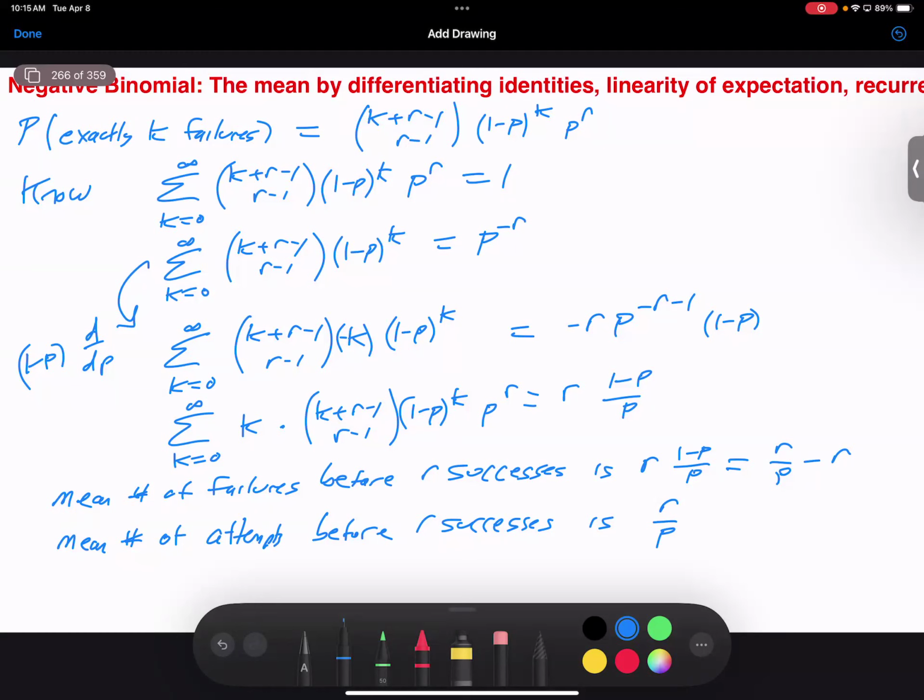Okay, now, what is the easiest value of r to understand?